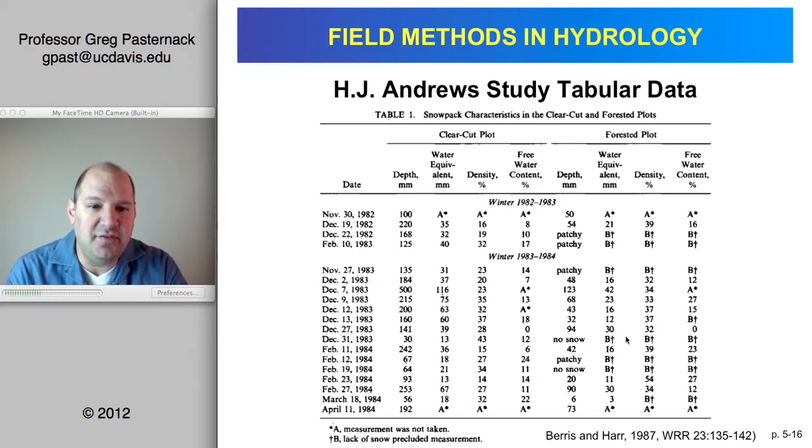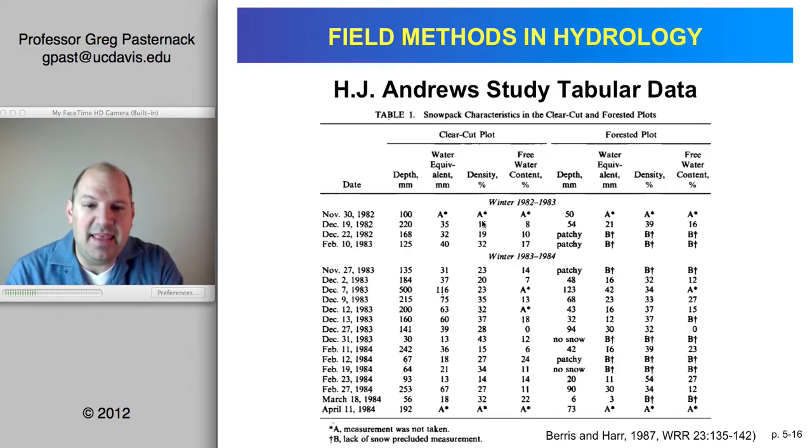Whereas on the ground in the forest plot, it was patchy, some places with no snow, a maximum of 123 millimeters. So generally, much greater depth of snow in the clear cut than in the forest area. If we look at the snow water equivalent, it's relatively high, again, in proportion to the total depth.